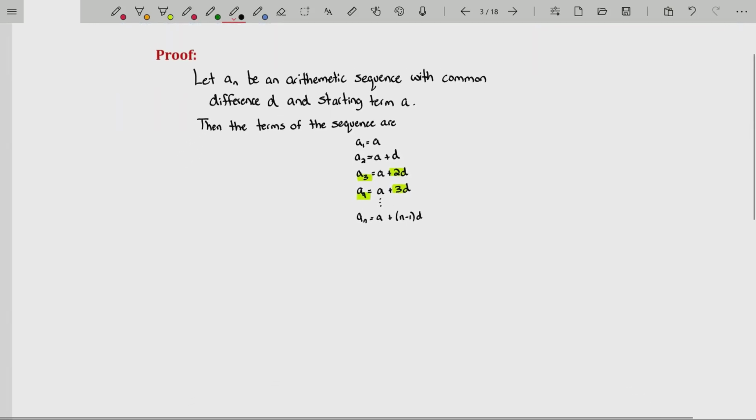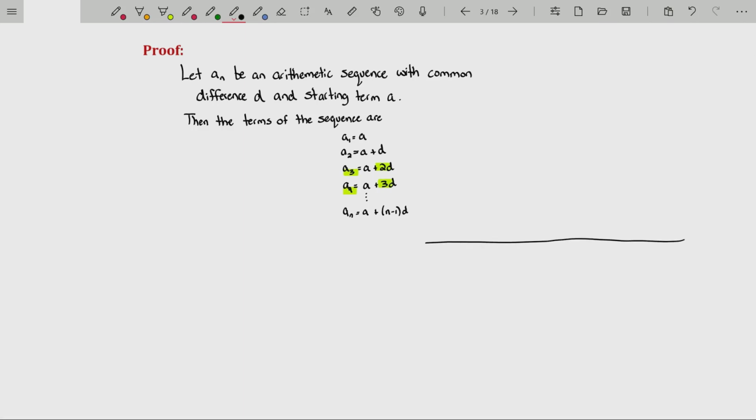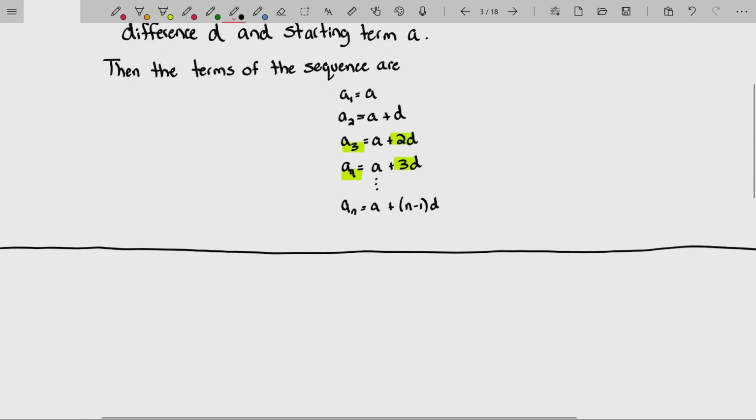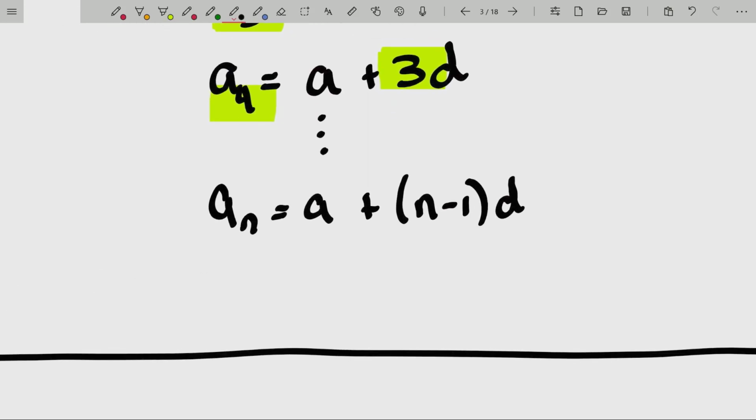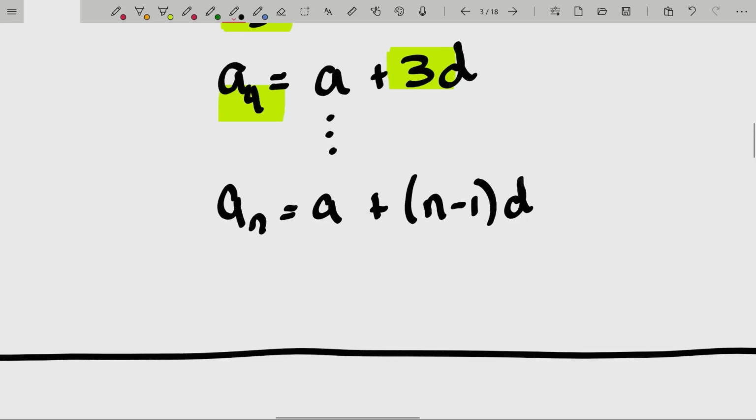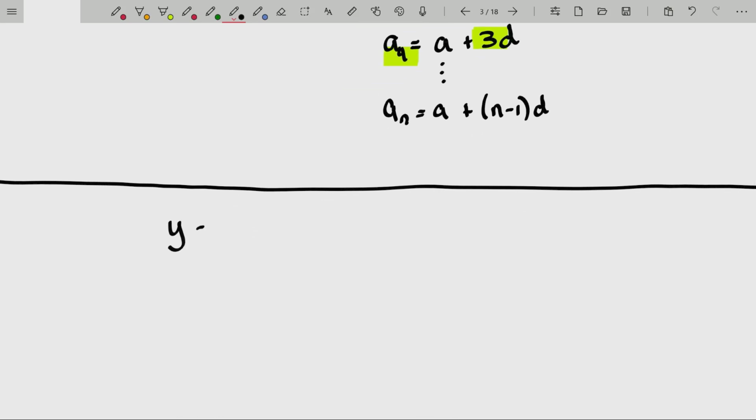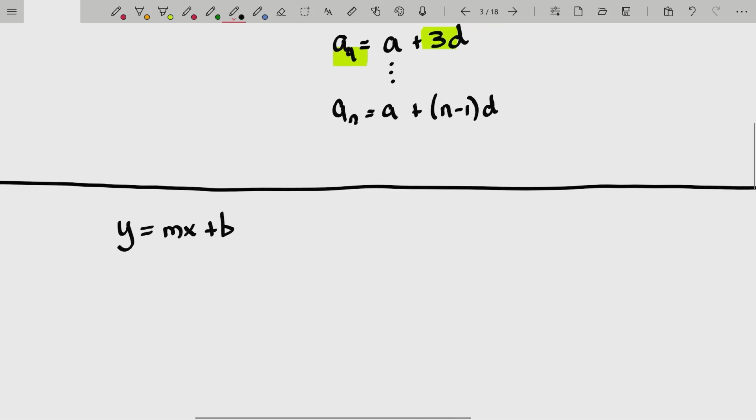Now, before I exit this page, I do want to kind of draw your attention to a difference between the arithmetic sequence formula there and the equation of a line. Equations of lines look like this: y equals mx plus b. And yet I'm telling you that the equation of an arithmetic sequence is very much like that. It is n minus 1 times d plus a. Notice how I rearranged that there.